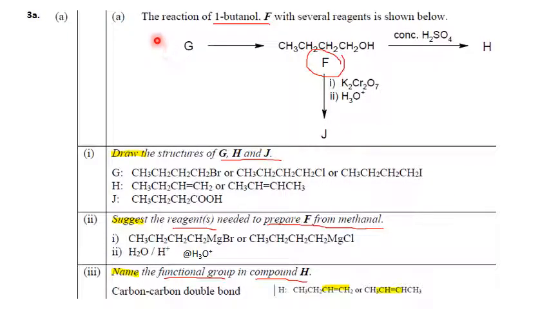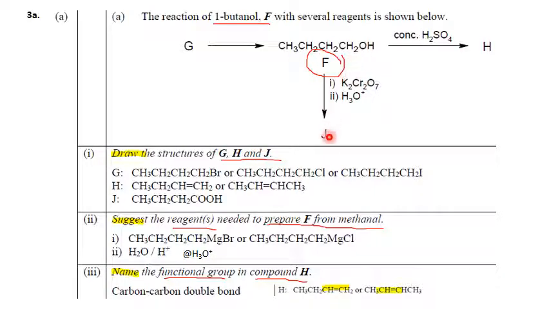Next, question 3. Question 3 has 2 parts, 3A and 3B, and there are 5 sub-questions for part 3. So let's analyze 3A. The reaction of 1-butanol F, whose structural formula is given, a primary alcohol, with several reagents is shown below. First, react with concentrated H2SO4. This is the preparation of alkene. H is a carbon-carbon double bond, and then this is an oxidizing agent.